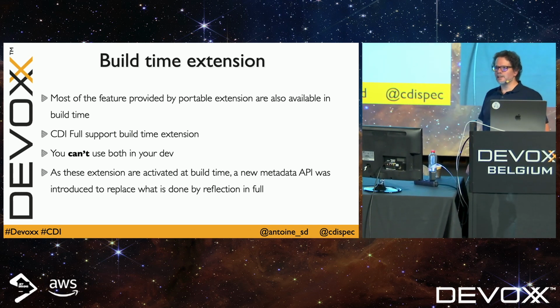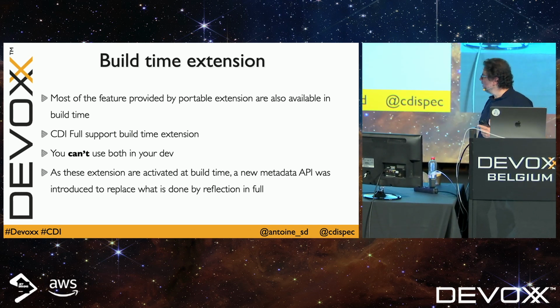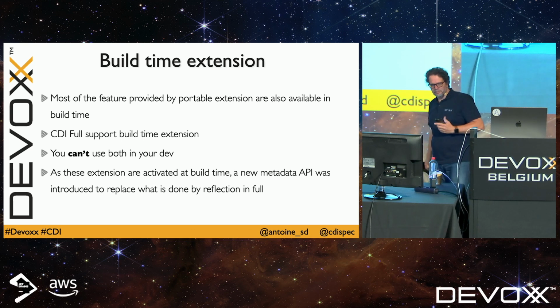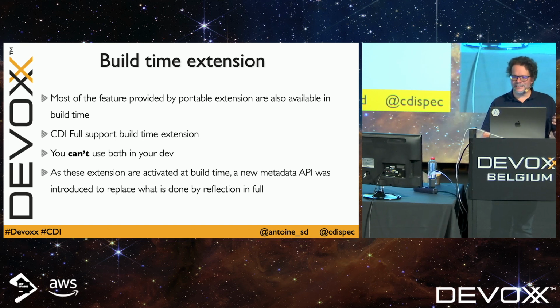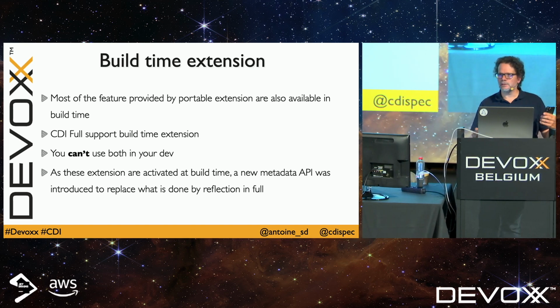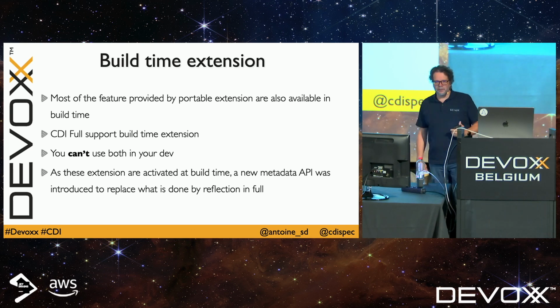So if you look at Weld, Weld doesn't provide a real build time feature. All the CDI Lite extension is done at runtime with a standard extension. But we have a proof of concept on another part, but it couldn't have been added to Weld because Weld goes into production. So you have most of the features you are using today with your portable extension. You have them in the build time extension, the build compatible extension.